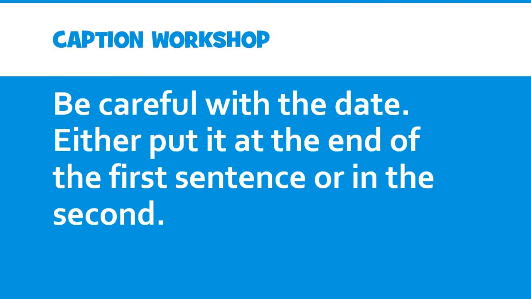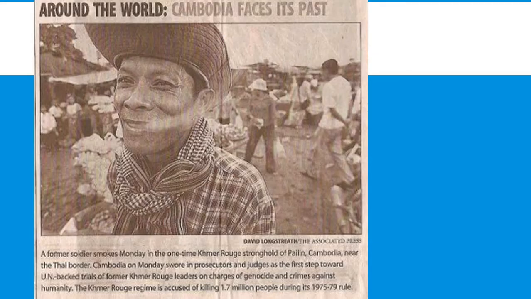We want to make sure that we're being careful with the way we structure the date in the first sentence of the caption, because occasionally we can make it sound a little bit funny. So an example here: a former soldier smokes Monday in the one-time Khmer Rouge stronghold of Palan, Cambodia, near the Thai border. The problem is that the way you have put the word Monday in the caption makes it sound as if it's a strain of marijuana or something. The date normally goes at the end of the sentence when we're talking about captions and cut lines.